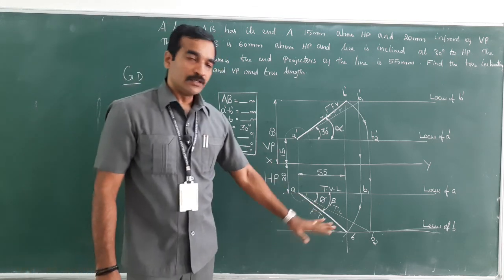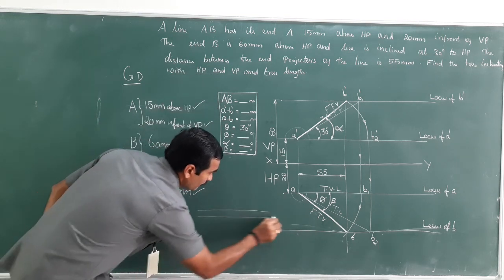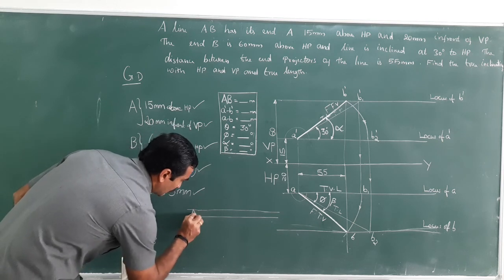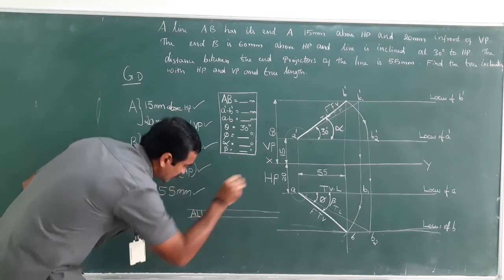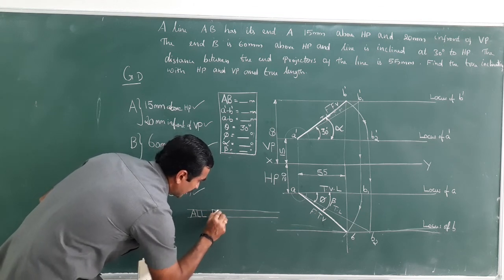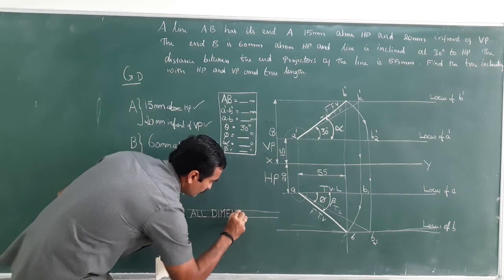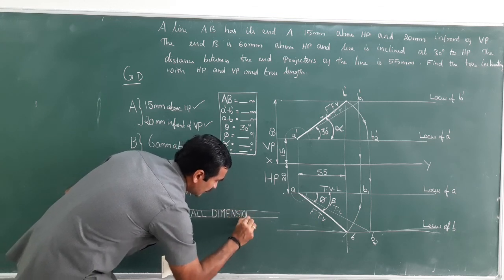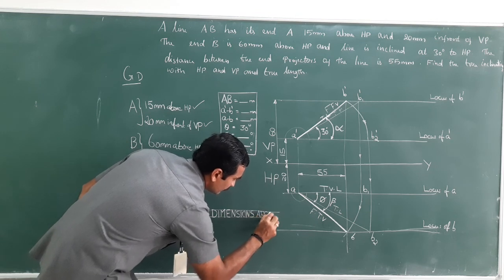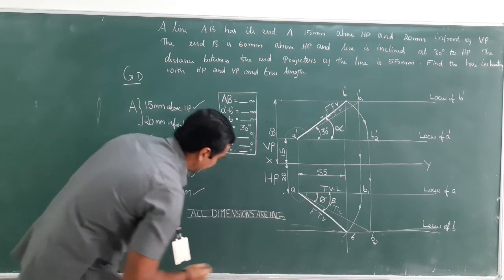What is next? Notes. With a guideline of 5 mm, we'll have to mention all dimensions are in mm. Whatever dimensions you considered to construct the projection, you should mention all dimensions are in mm. Mm should be in lower case.